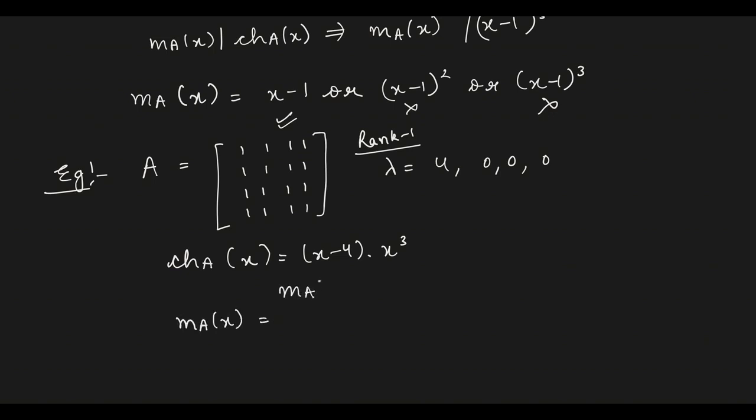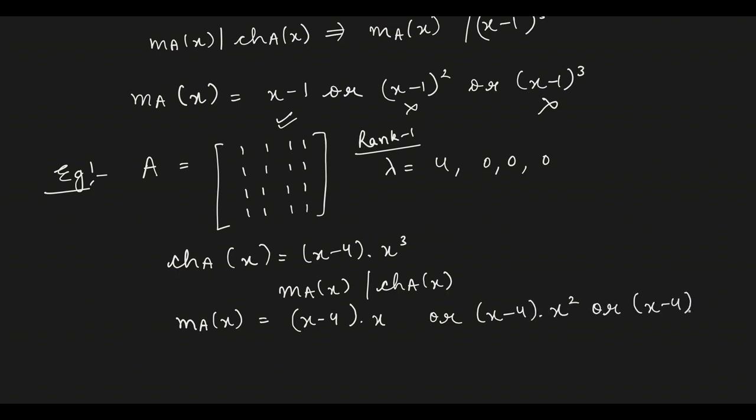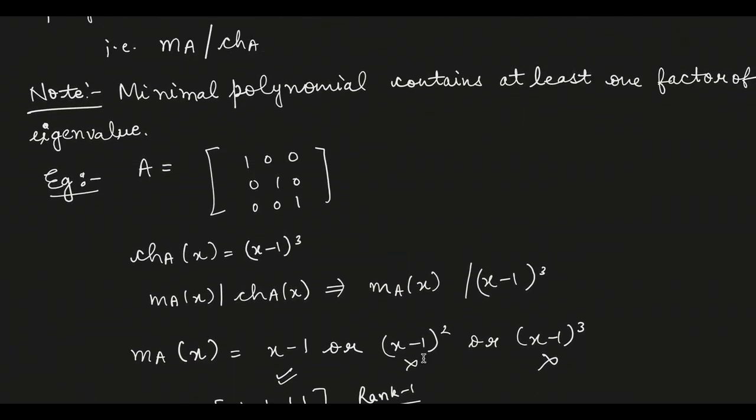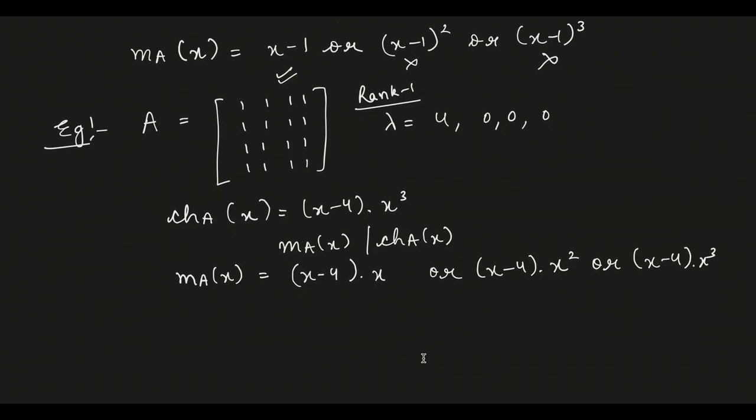Because minimal polynomial divides characteristic polynomial, it could be either (x minus 4) into x cube alone, or (x minus 4) into x squared, or (x minus 4) into x, or only x. This last one, no? Because I have told you that minimal polynomial contains at least one factor of each eigenvalue. So (x minus 4) into x, okay.